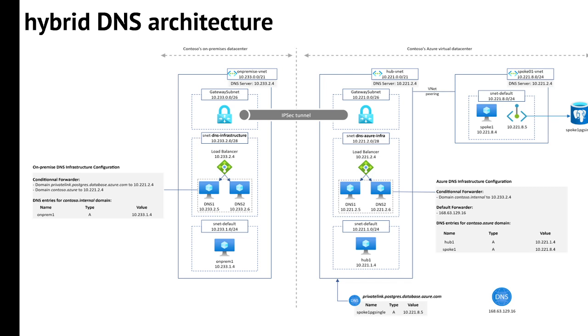So the Azure VNet Hub is configured to send DNS queries to 10.222.1.2.4. We send it to the load balance, which is the IP address of the internal load balance of the Azure DNS server. We have completely explained the hybrid DNS architecture.